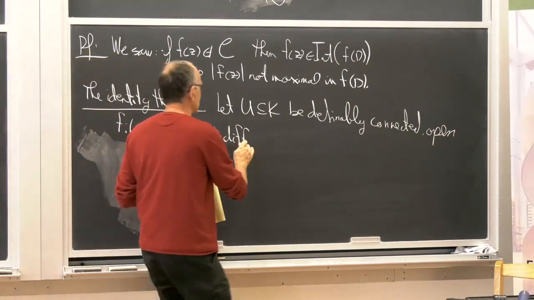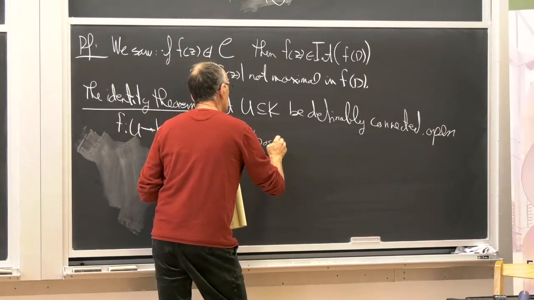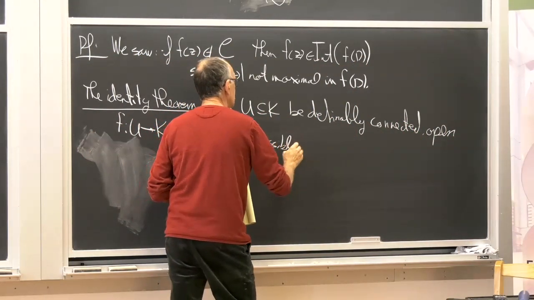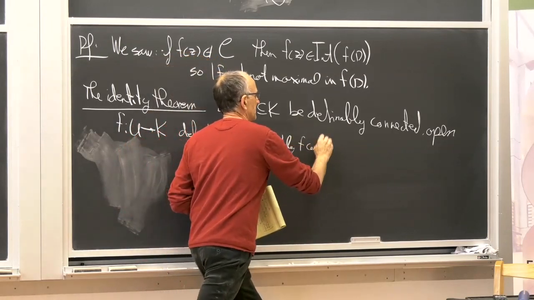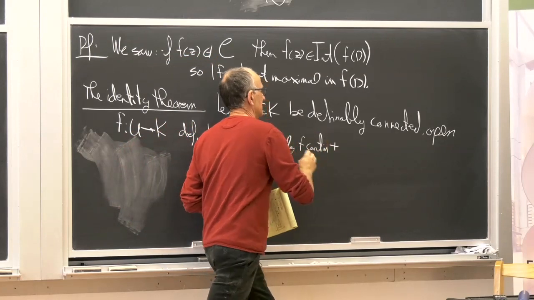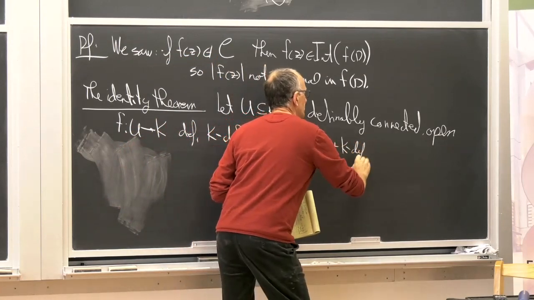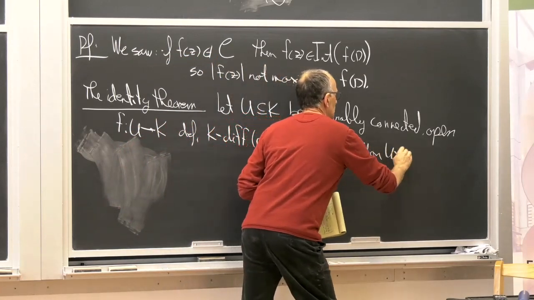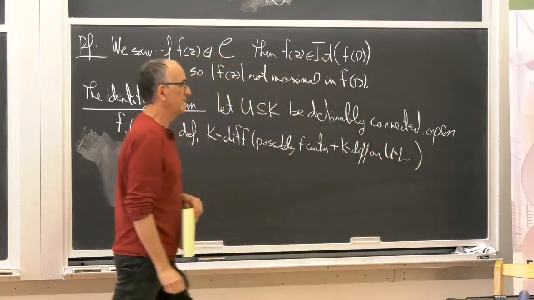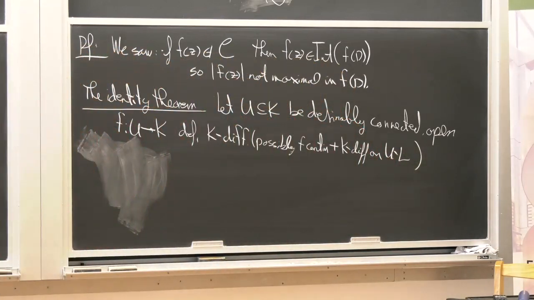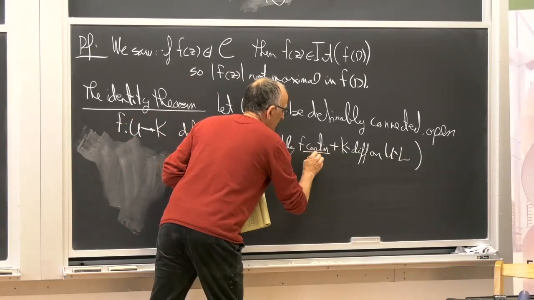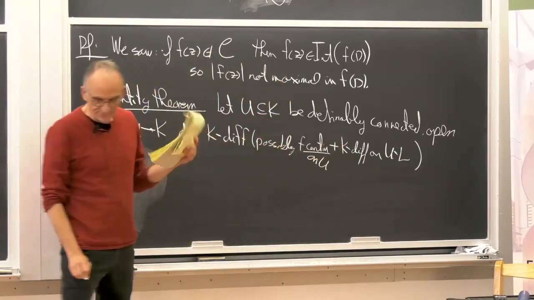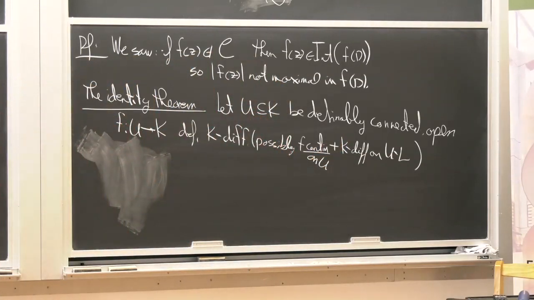Possibly again outside a set of dimension one. Possibly, but then you have to do continuous. So I have to say possibly F continuous plus K differentiable on U minus L, where L has dimension one at most. So continuous, I mean on U, and K differentiable on a possibly smaller subset.